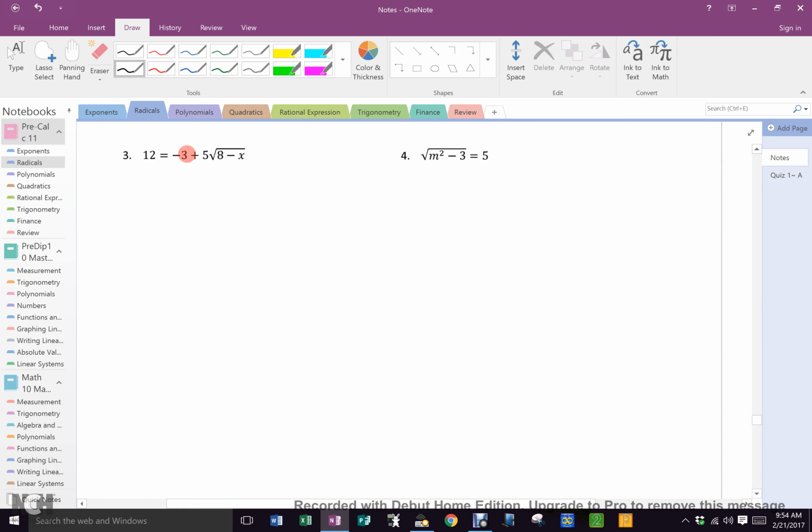Okay, honey. All right. Isolate the radical. What do you do? I move the 3. 15 equals 5 root 8 minus x. Divide by 5, 3 equals root 8 minus x. Yeah. Square both sides, 9 equals 8 minus x. Okay. And last thing, x equals what? What does x equal? -1. Does it work?